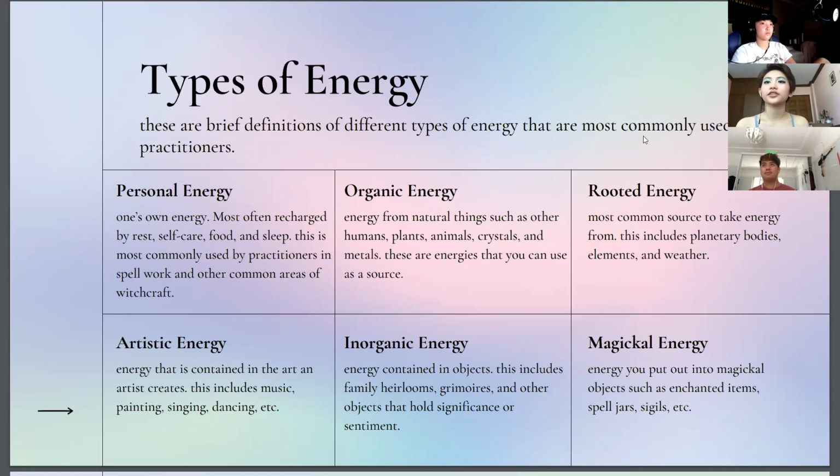Okay, so these are the types of energy. This is not every single energy, but these are what's usually common. These are just brief descriptions of different types of energy most commonly used by practitioners. So first is personal energy. Personal energy is your own energy. It's often recharged by rest, self-care, food, sleep, just general things that keep you active. It's most commonly used by practitioners in spell work and other common areas of witchcraft.